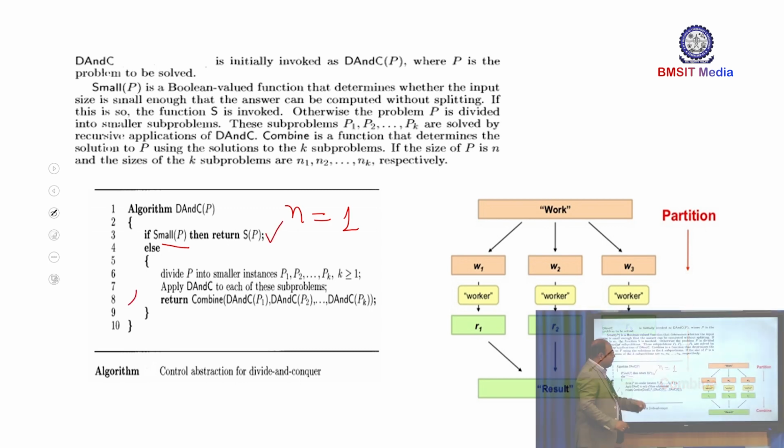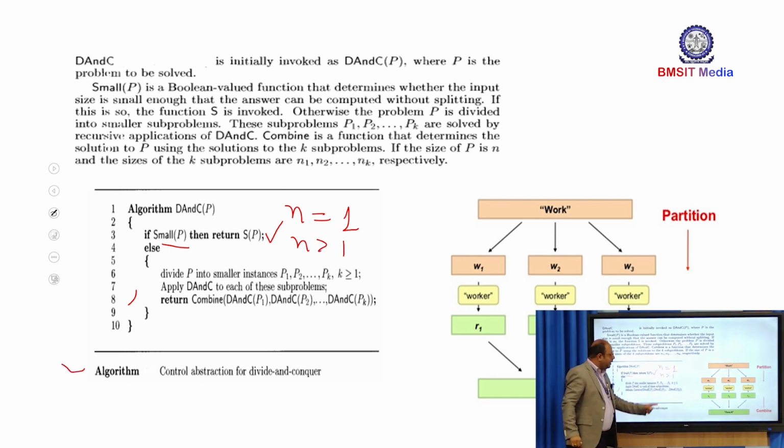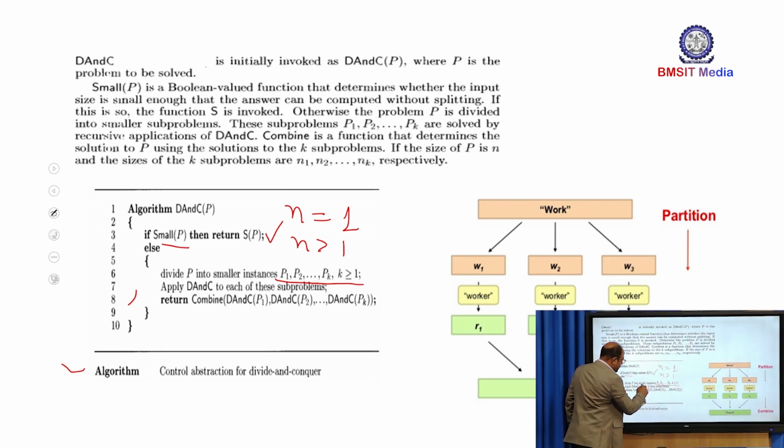Suppose the element count n is more than 1, then in that context, we are going to divide the problem into multiple subproblems. Then each subproblem is solved using the divide and conquer method, and later the subproblems are combined into the original solution. That's what we can see here.